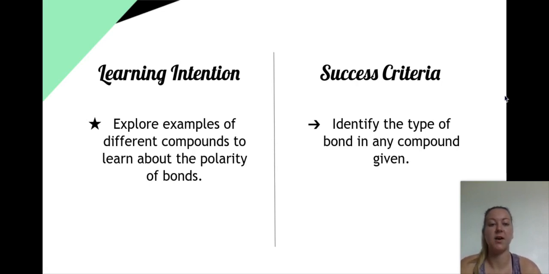Our success criteria are to identify the type of bond in any compound given. So we're going to do some questions at the end of this, which are in your pupil booklet, and hopefully be able to answer all of these correctly at the end.